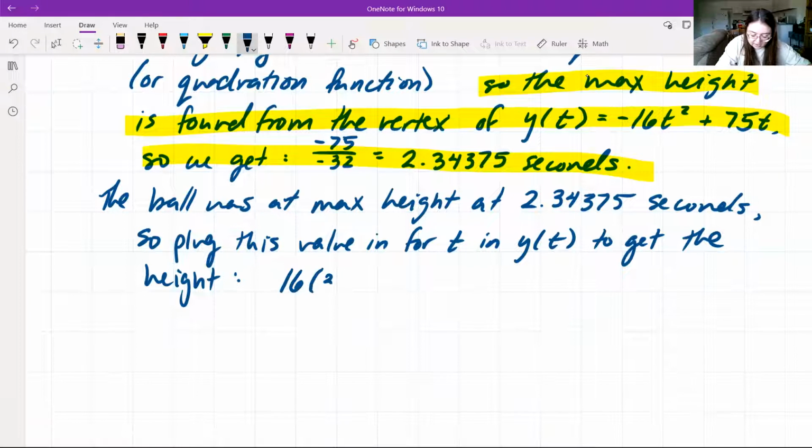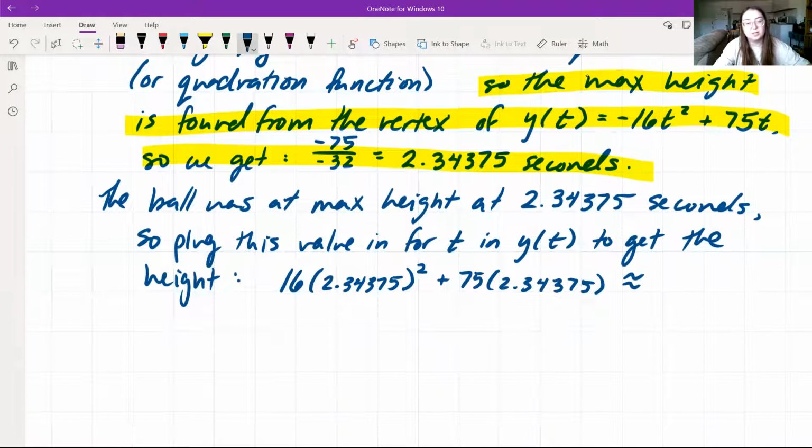16 times 2.34375 squared plus 75 times 2.34375, which of course you want to plug into a calculator, and when we do, we get that's going to be equal to 87.89 feet.